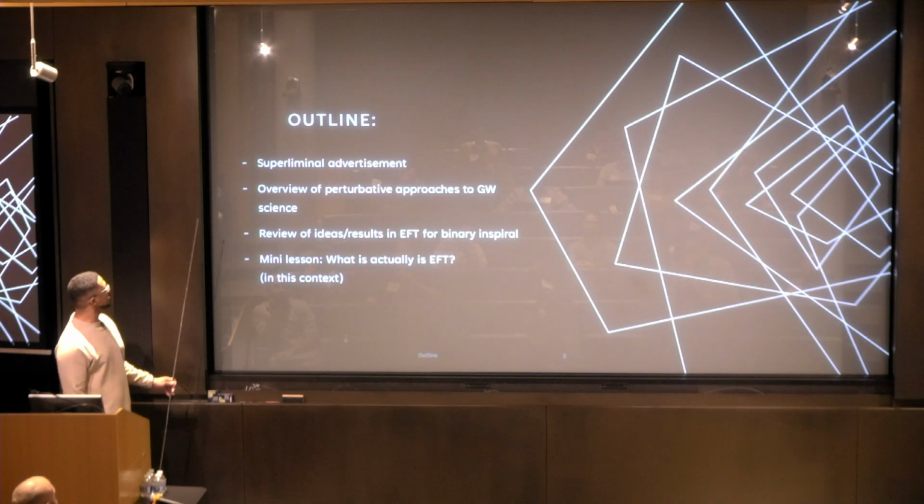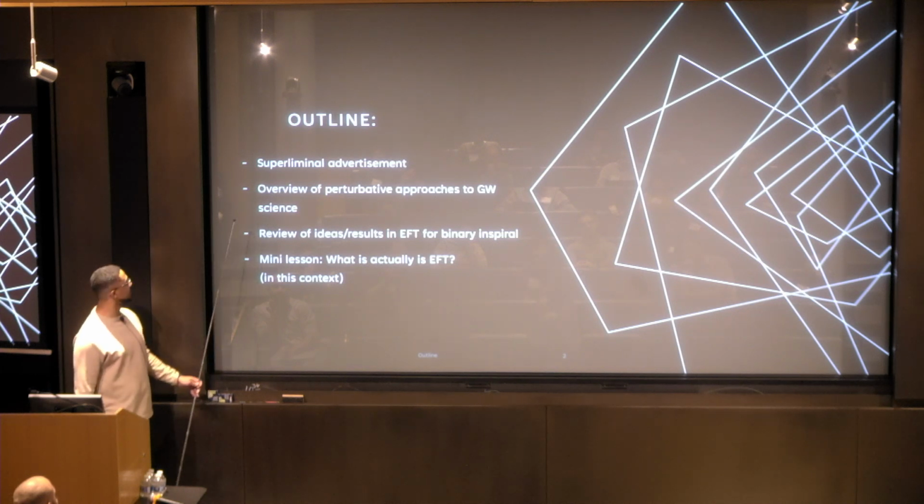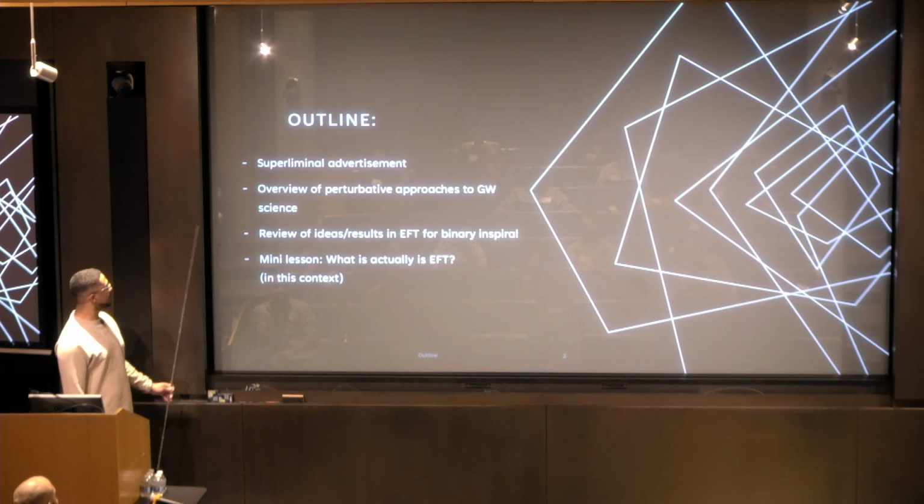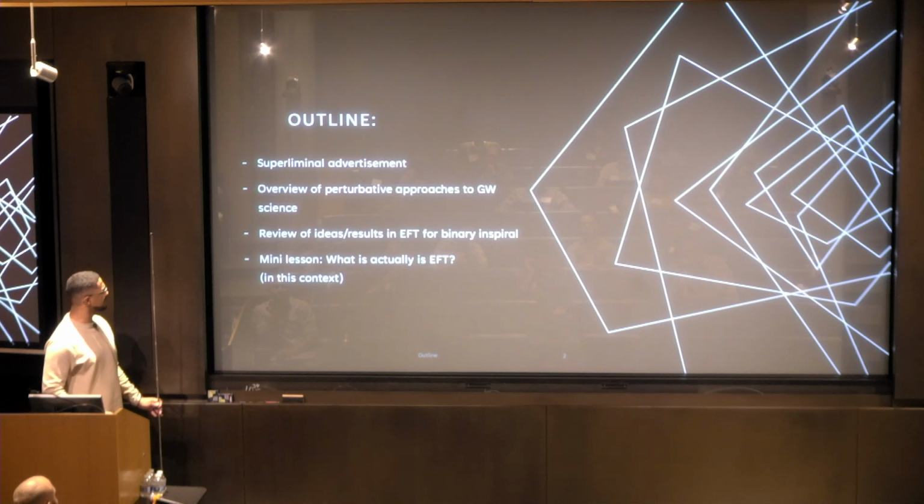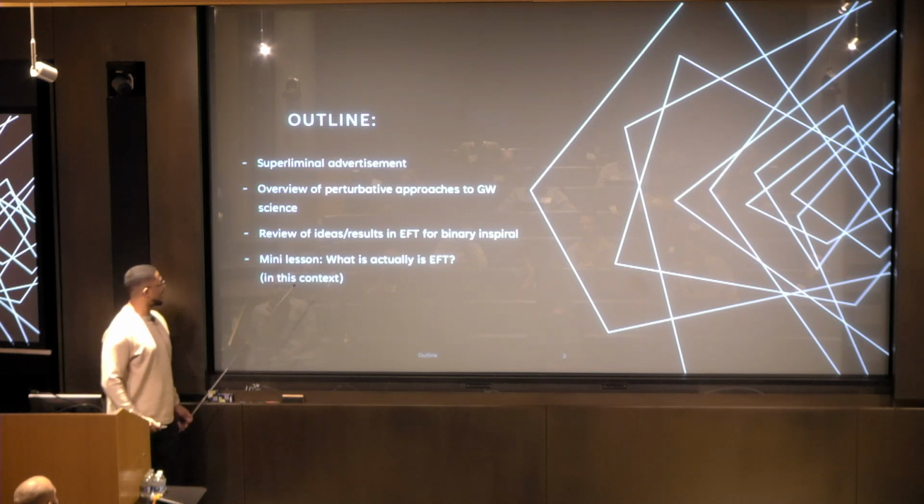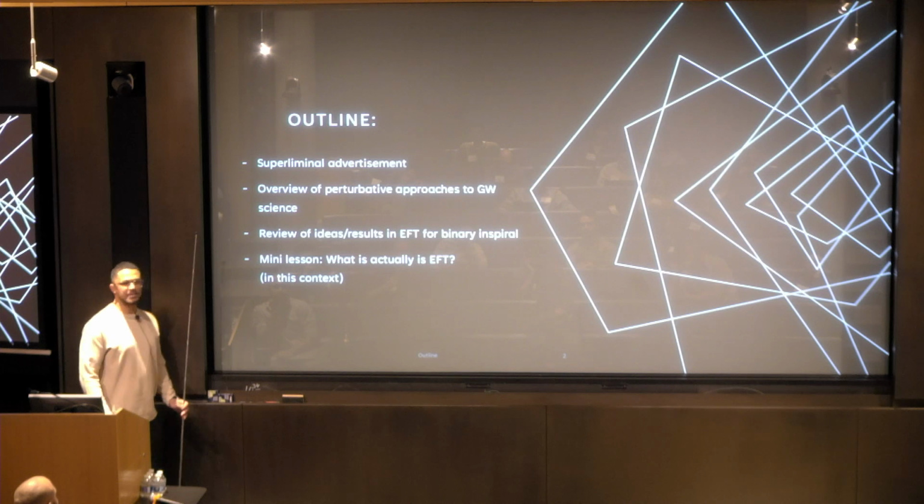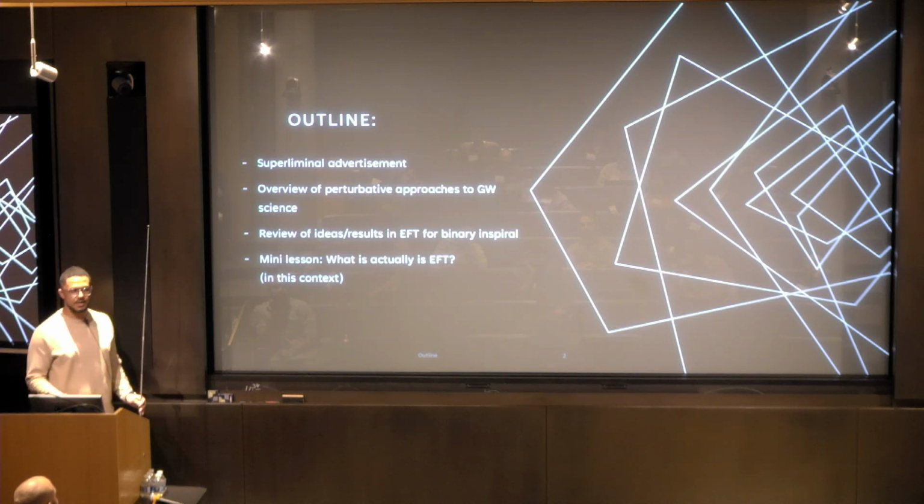I'll start with a superliminal advertisement, points if you get the Simpsons reference. Then I will quickly talk about just kind of the general overview of perturbative approaches to gravitational wave science. Then I will actually talk about some of the results that have been coming out, and hopefully I have time, I'll give a little mini lesson. So I'll show some equations, use some toy Feynman diagrams, and actually explain how Feynman diagrams are useful for this problem.